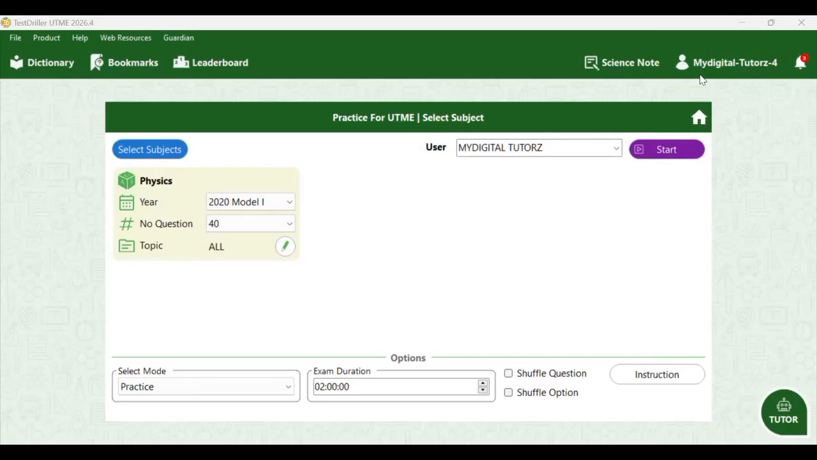Today we're going to start a new past question solution series. This time around we are going to look at 2020 JAMB past questions. So without wasting our time, let's start.